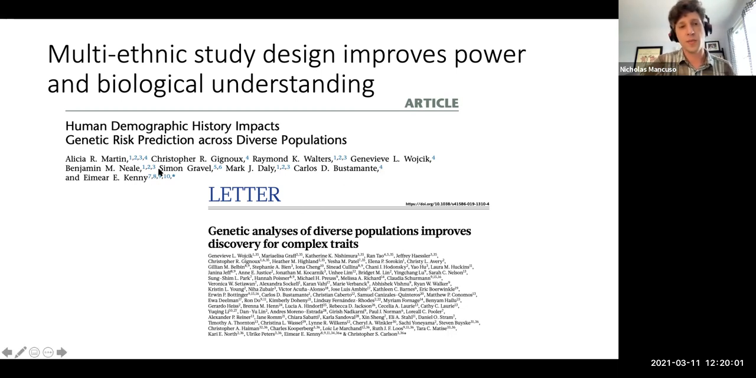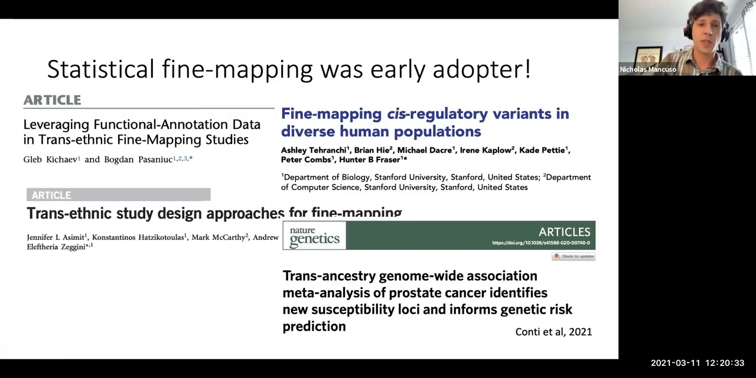And so there are two very nice papers, one from Alicia Martin, showing how human demography affects polygenic risk prediction across populations and how these issues can arise. And a really nice paper from Jen Wojcik and the PAGE Consortium that demonstrated very convincingly that when you leverage large scale GWAS results across multiple populations, you do not only a much better job in your GWAS, but a better job at identifying what the causal risk variants are. And so that kind of hints at fine mapping.